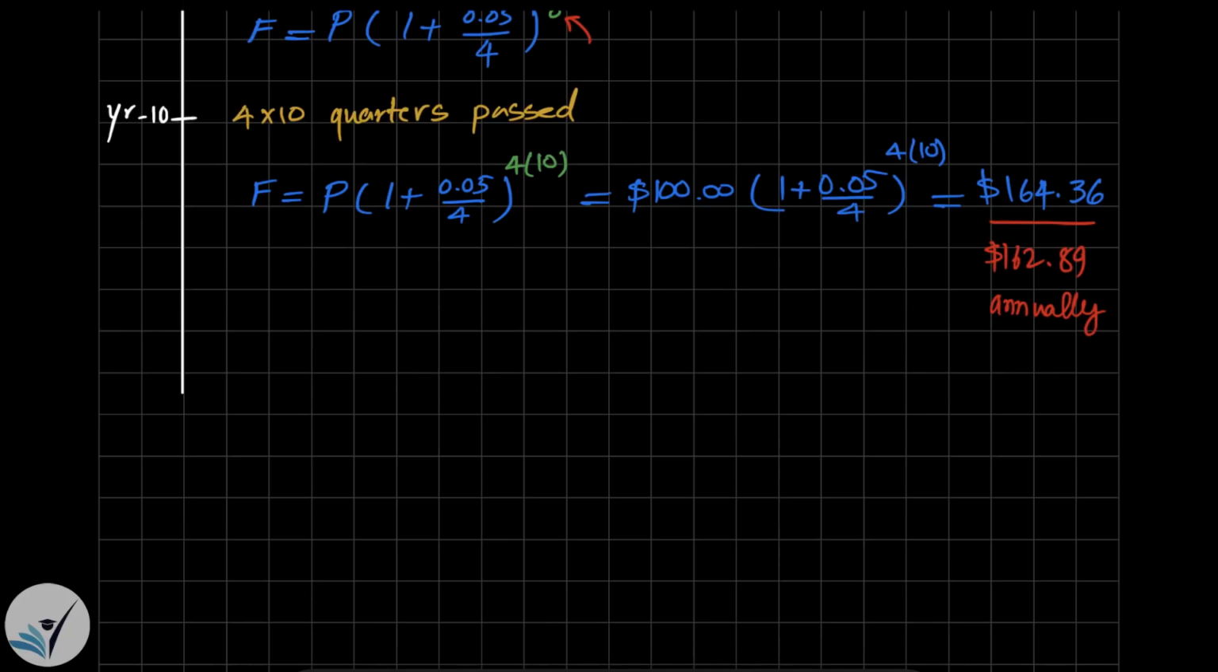We can go further and calculate the balance of the account after n years. So at the end of year n, the number of quarters passed is 4 times n. Quarters passed from the beginning of an investment, and the balance of the account would be P times 1 plus 0.05 divided by 4, and the power would be 4 times n.